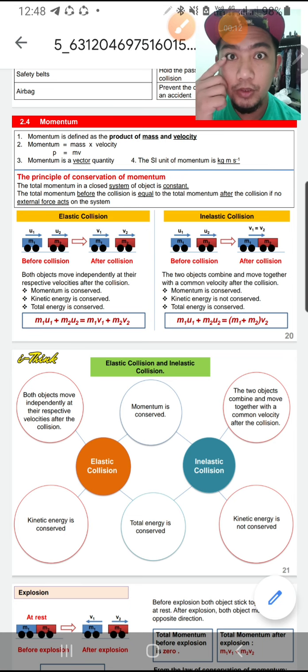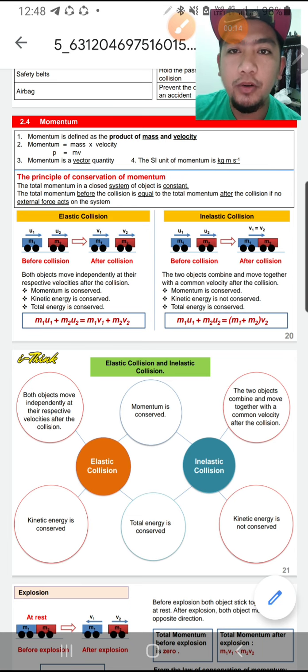Alright, so today we are going to continue our lesson, Chapter 2, Subtopic 2.4, that is Momentum. Focus on this video, watch carefully. In this subtopic, you need to understand the definition of momentum and the types of momentum, right?